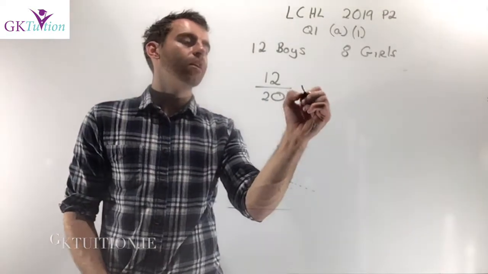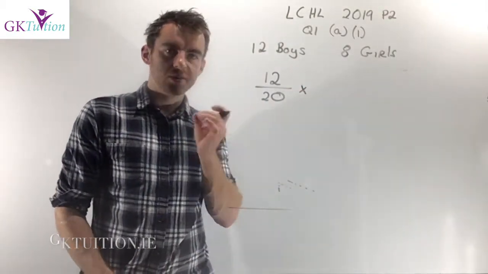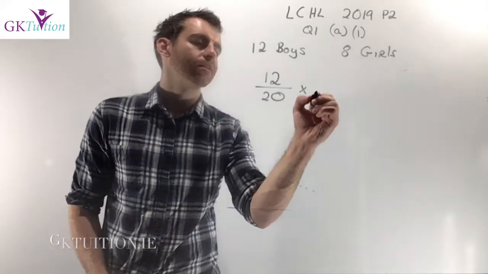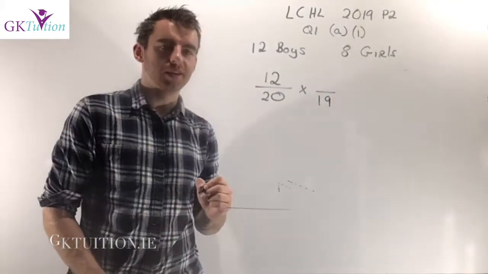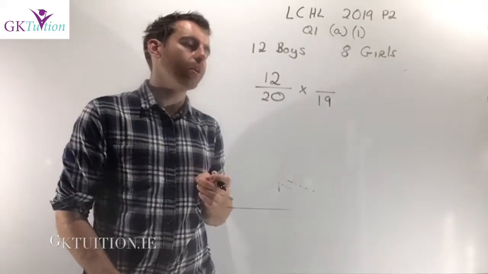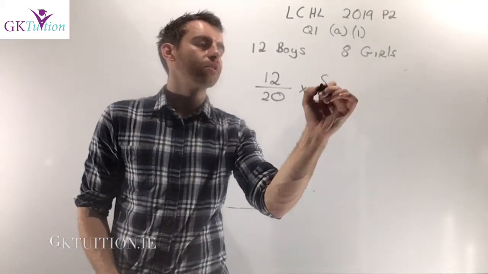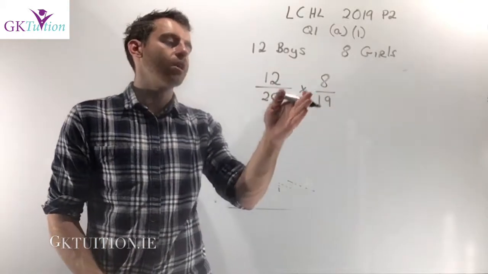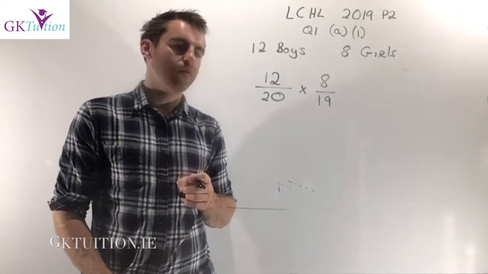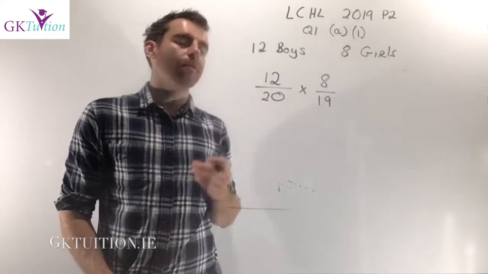Now you have to realize that one of the students is gone. There's now only 19 students in the class, so the next one is going to be over 19. So that's the chances the first one is a boy. I now want to work out the probability the second one is a girl. Well, there's 8 girls and there's only 19 remaining, so there's 8 over 19. Okay, so that's the probability you pick a boy and then a girl.